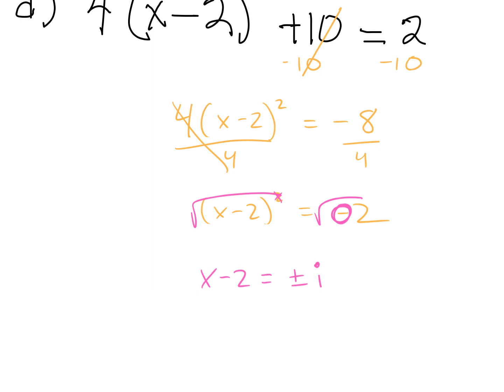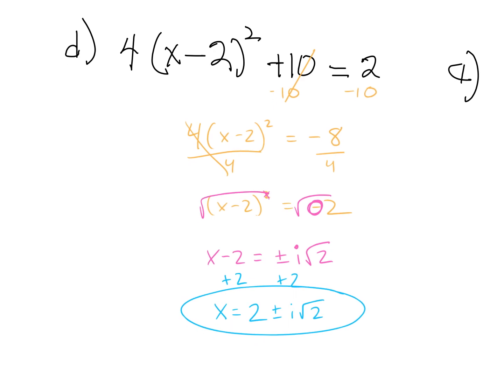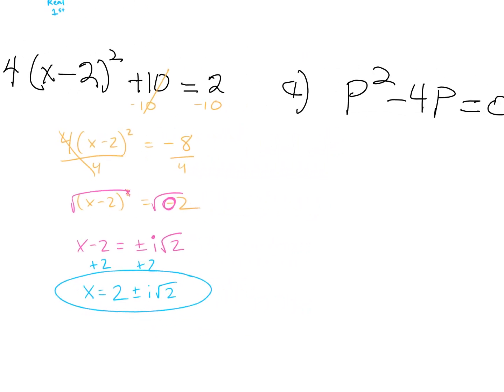Can I simplify square root 2? No. So it'd just be plus or minus i square root 2. Luke, what do I do next? You add 2. Add the 2. So it'd be x is equal to 2 plus or minus i square root 2. Awesome. All right, let's look at E.